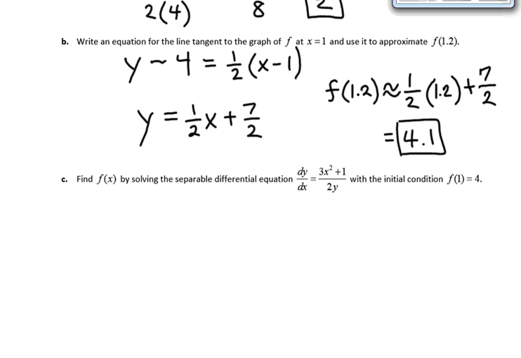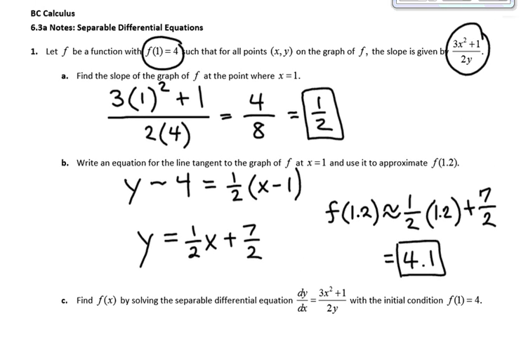So for part B, they're asking you to write the equation for the tangent line. Again, it's very easy given the slope from part A and the point. And then we have to use that to approximate f of 1.2. So going back, we don't know what the function looks like. We know this is the slope, so this is f prime, and we're trying to figure out what f looks like.